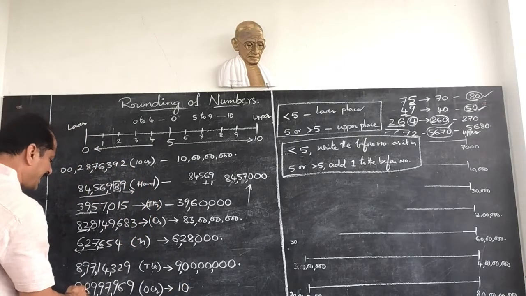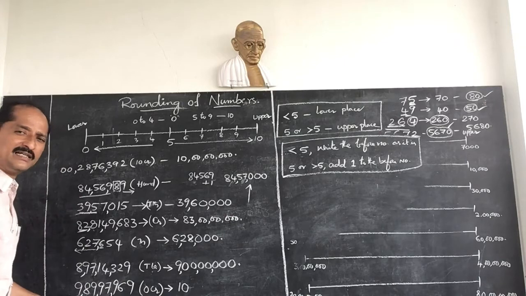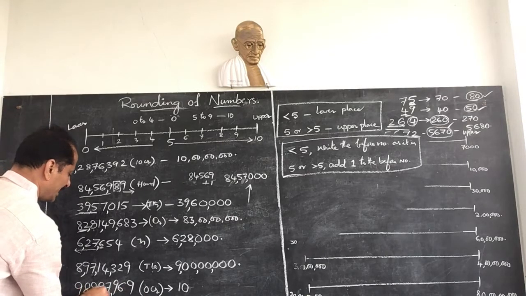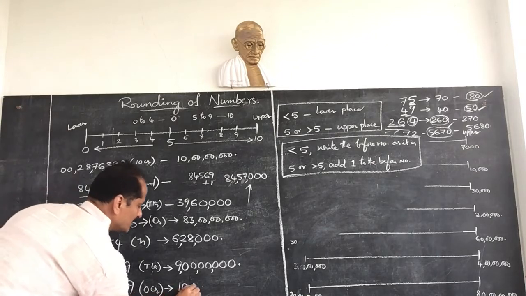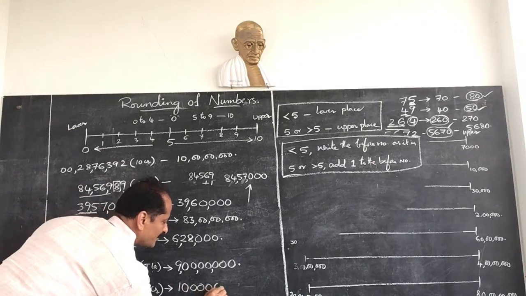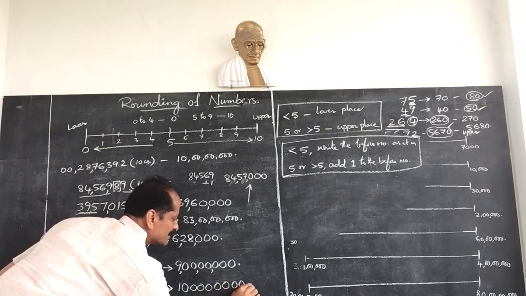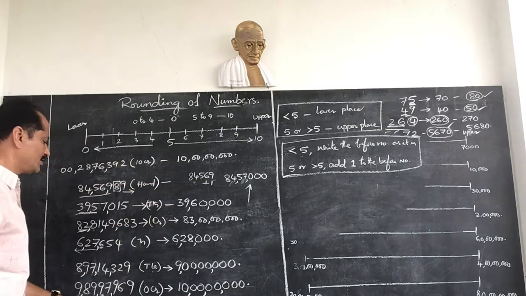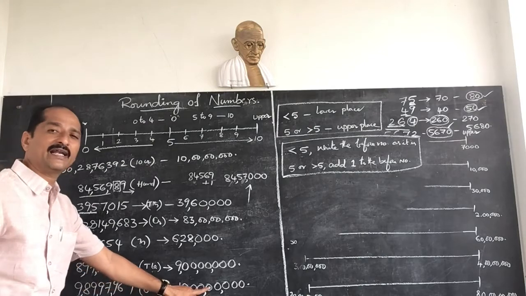So write as many zeros after that number. Including this, all the places are zeros, 1 2 3 4 5 6 7 zeros. So then what it will be? Units, thousands, lakhs, crores. So it should be rounded to 10 crores.